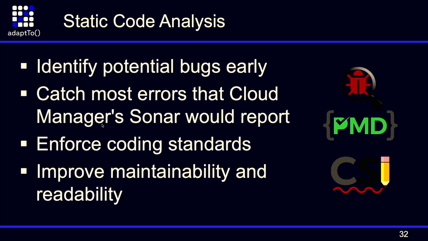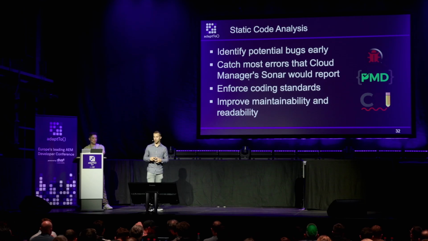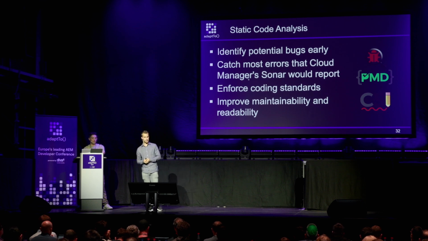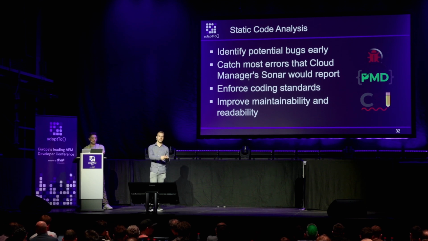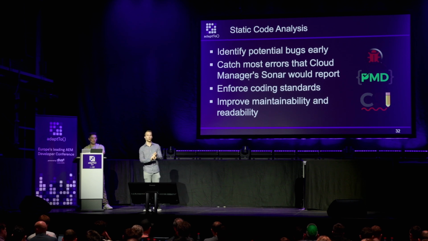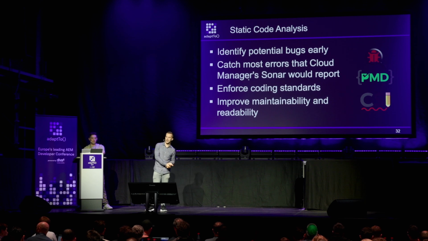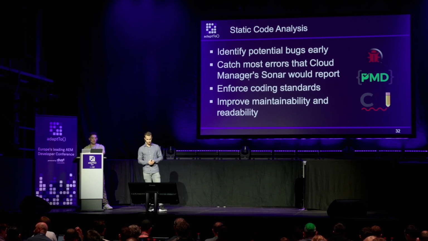How did we cover this? We use three kinds of tools, mainly SpotBugs, PMD, and Checkstyle. And together, they cover as much ground as possible as the Cloud Manager's pipeline would. So SpotBugs focuses on performance bottlenecks and null pointer exceptions, for example. PMD is more focused on code duplication and things like that. And we have Checkstyle, where we're really checking whether your code adheres to the styling guidelines and so on.